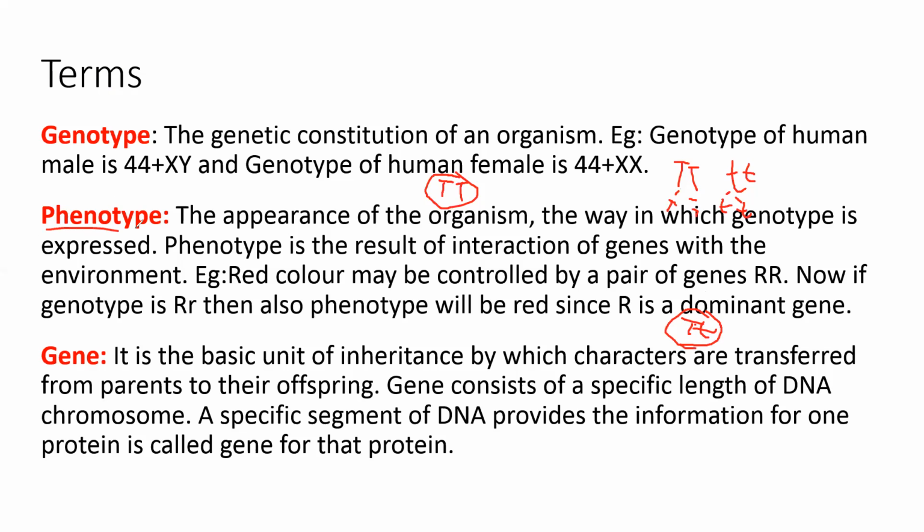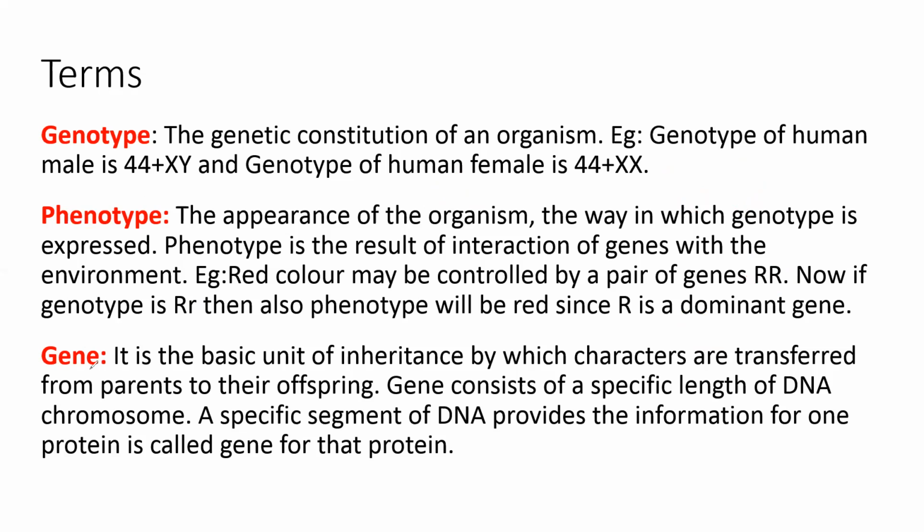Now phenotype is the appearance of the organism, basically the outlook of the organism. The phenotype of this parent is tall, and this parent is dwarf because it's small t, so it's recessive. This character of dwarf or tall is a phenotype. Here an example is given: red color may be controlled by a pair of genes RR. So RR controls the red color. In RR, this is the genotype, and the phenotype is red color. That's basically what phenotype is.